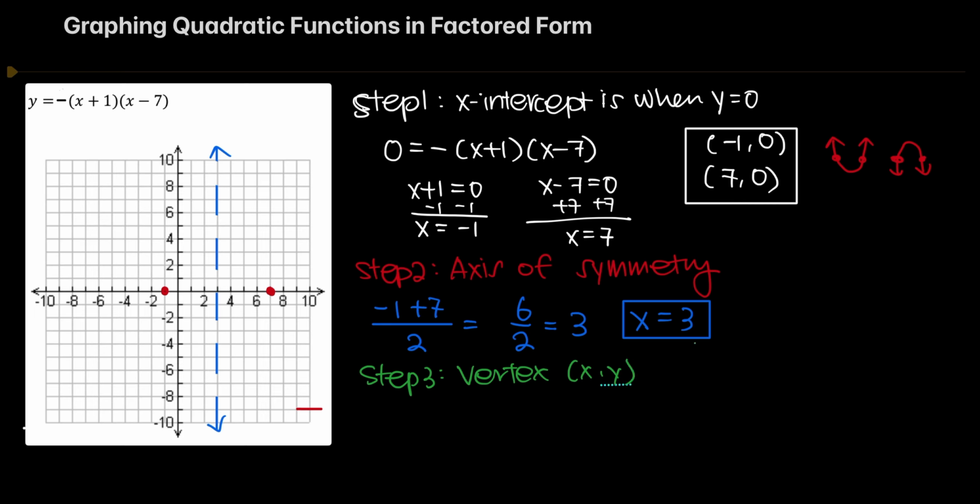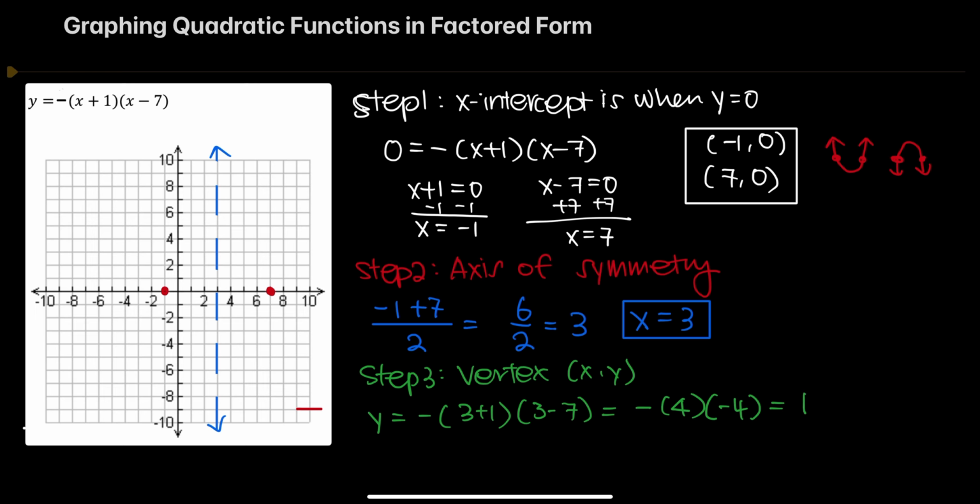Now, to find the y when x is 3, we need to plug in the 3 into the equation. So y is equal to negative 3 plus 1, 3 minus 7. So then we're going to have negative 4 times negative 4. That's going to give me positive 16. So there goes your ordered pair, right? Your vertex is going to be 3, comma 16. So 3, comma 16 all the way up.